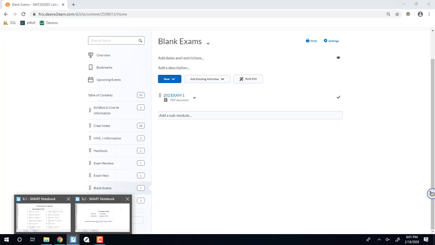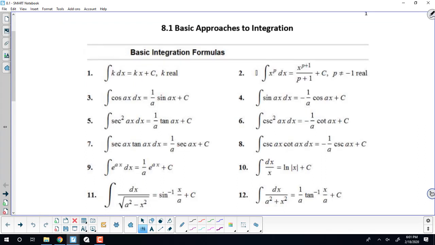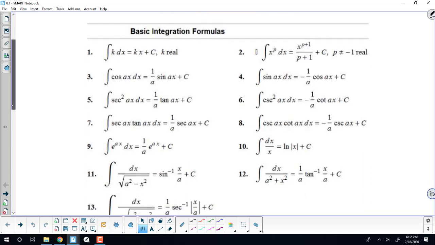For now, we're going to start chapter 8. In chapter 8, each section is a different type of integration technique, except for the very last section of chapter 8. We're going to look here at basic approaches, and then in 8.2 we'll start to get definitive techniques to integrate. Okay, so the basic integration formulas here, you should know these. If you know these, it can expedite integration quite well.